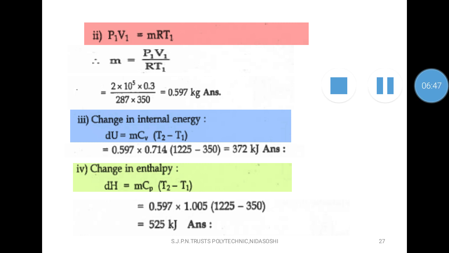So this is one of the 10 marks important questions. In each step, 4 parameters we have to find out. For each parameter, finding the temperature T2 is 2.5 marks, finding the mass 2.5 marks, finding the change in internal energy 2.5 marks, change in enthalpy 2.5 marks. So this overall carries the 10 marks.